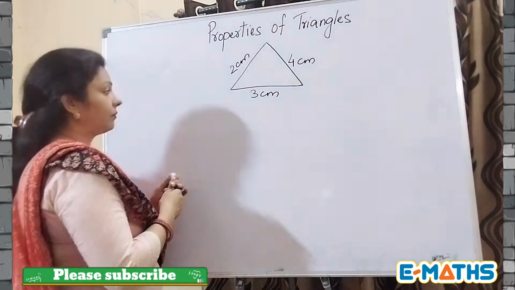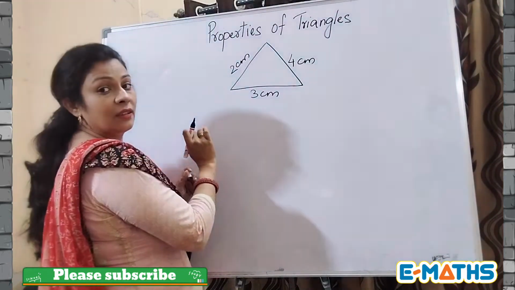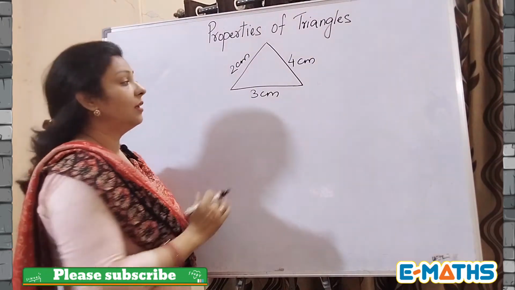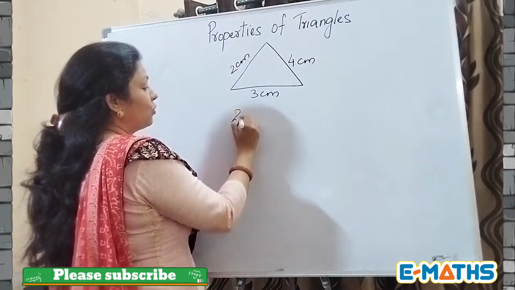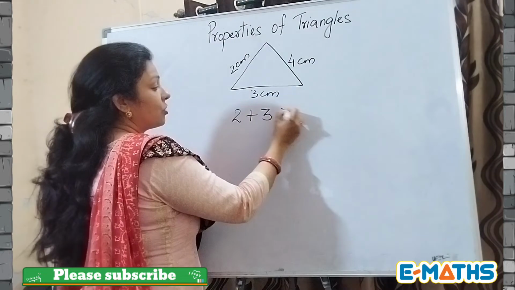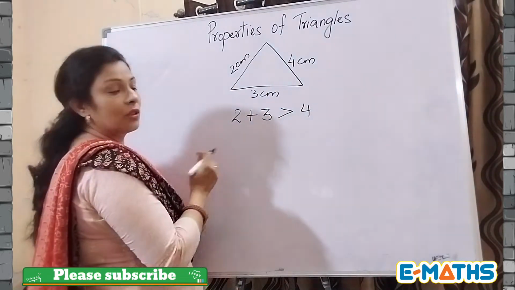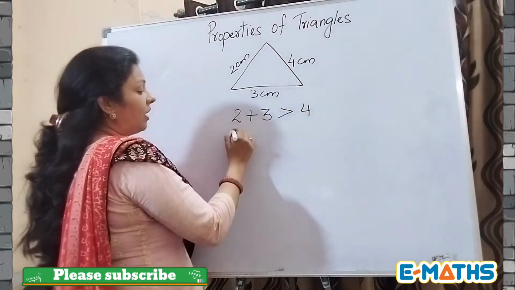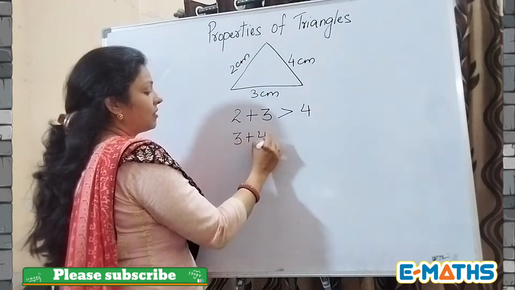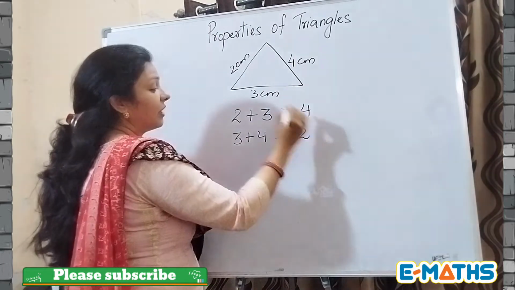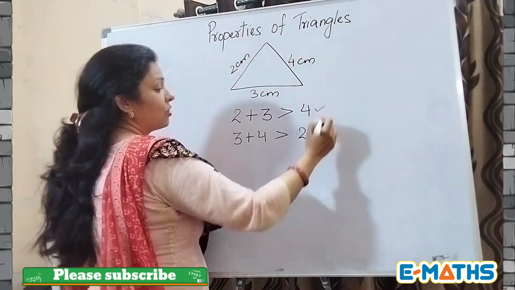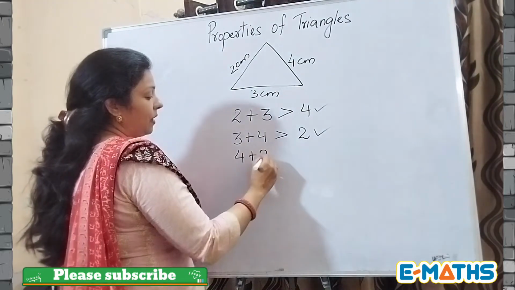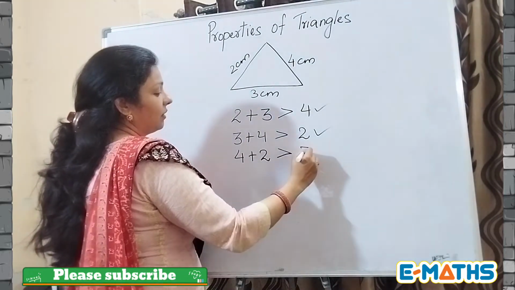So like here, if it is 2, 3 and 4 as the lengths of the triangle, we are going to take two sides at a time. So 2 plus 3 should be greater than 4. So yes, 2 plus 3 is 5 and it is greater than 4. If we take the other two sides, it's 3 plus 4, which is again greater than 2. So this is also true. But the remaining two, 4 plus 2 should be greater than 3.